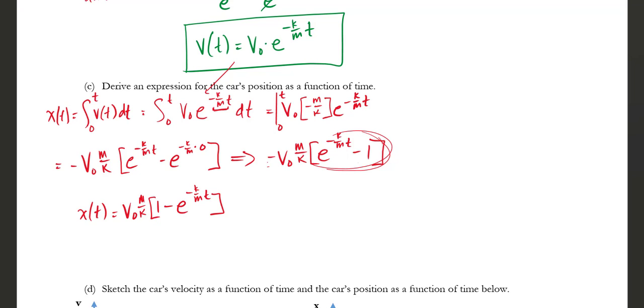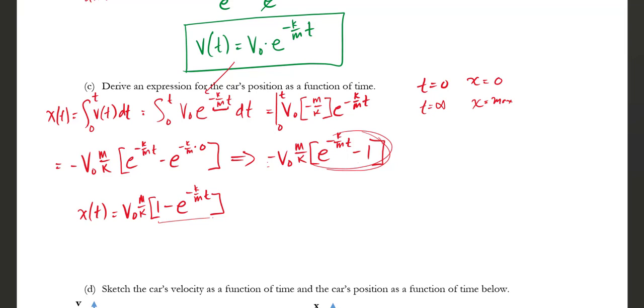Now, what we can do with this is, let's do it again. We want to do a check to make sure that it matches what our initial conditions are. So we know that at t equals 0, our position should be 0. If I put 0 in here for time, this second term becomes 1 minus 1, which is 0. So our position at time equals 0 is 0. So that makes sense. At time equals infinity, our position should be some value. It's actually our max value because that's when our car stops.